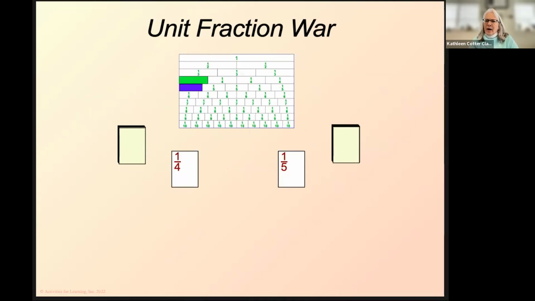But wait a minute. Isn't 5 bigger than 4? Yes, it is. But we've broken the whole into 5 equal pieces. So 1/5 would be smaller. You have 1/4. You've broken it into 4 equal pieces. Okay, yep. So you get this one. Way to go. Let's do another one here. 1/8 and 1/2. You have 1/8. I have 1/2. Yes, I win this one.